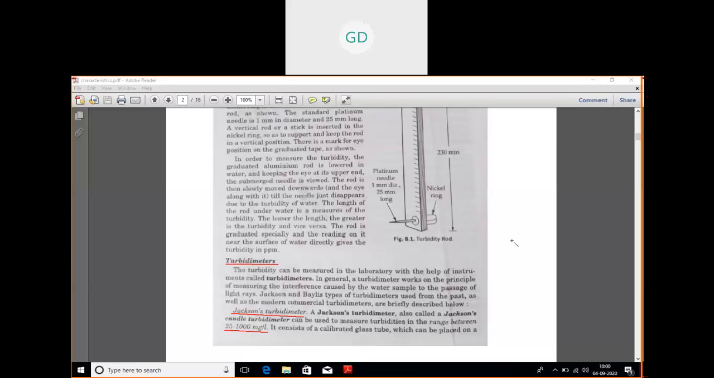Okay, everyone, please write it down. For Jackson turbidimeter, your turbidity range is between 25 to 1000 milligram per liter.